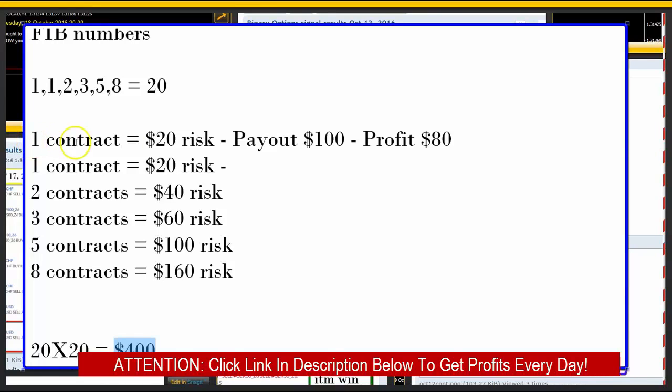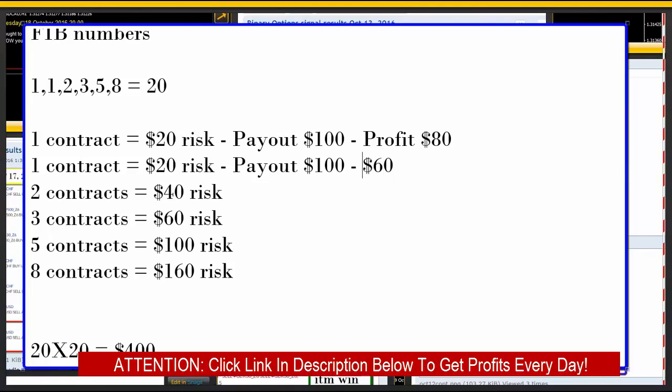And if you put on one contract for $20 risk, we'll go high with $20 risk, and the payout is $100, your profit is $80. Okay, your profit is $80. If you win, the series starts over. Let's say you lose that trade. Well, you lose $20. Okay, on the next one, you risk 20 again, and if your payout would be 100, and your profit would be 60.